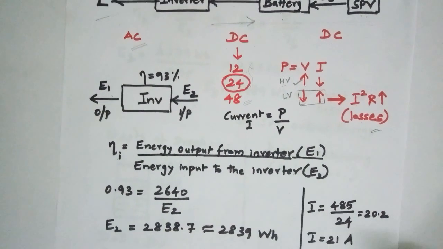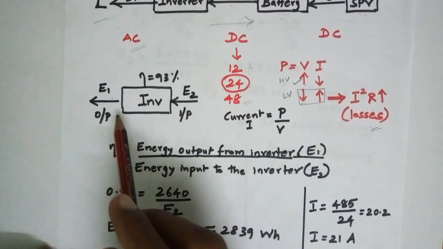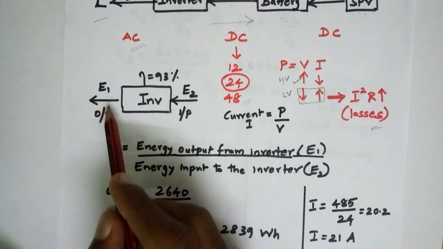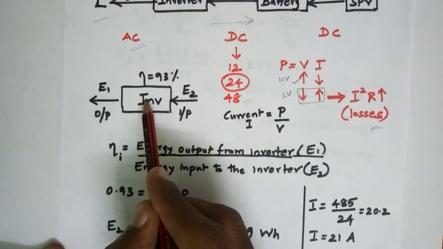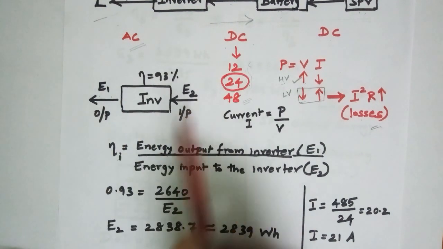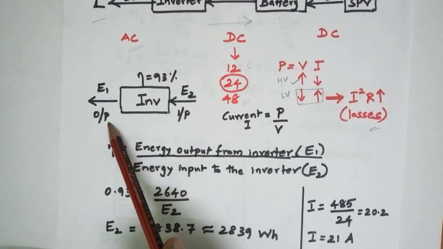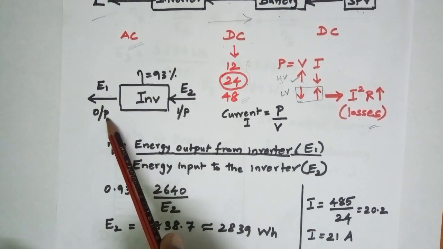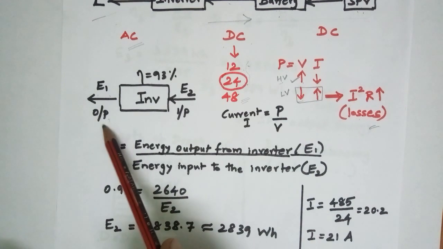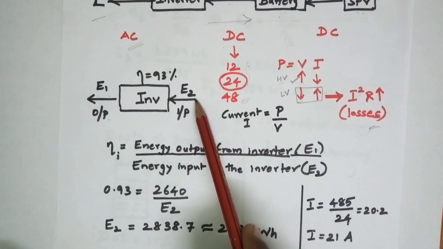Now first we shall design the inverter. So this is the inverter output, and this is the inverter input. The efficiency is 93%. You know what the inverter output is. So this energy has to be fed to the load. This is calculated, it comes around 2640 watt hours. You know what the efficiency is. From this you can calculate what the input to the inverter is.